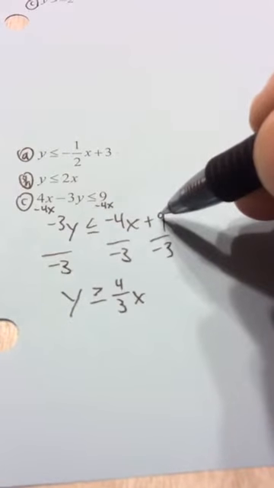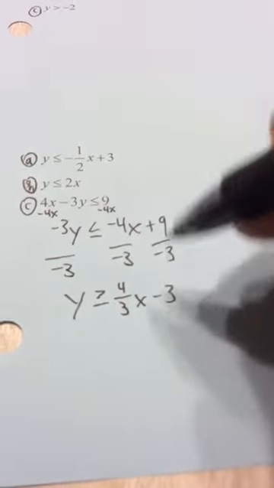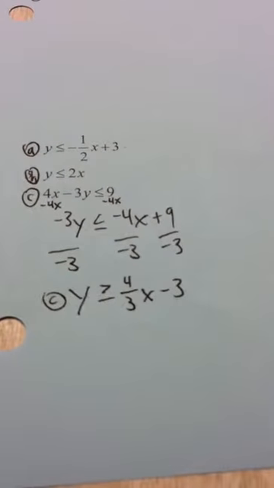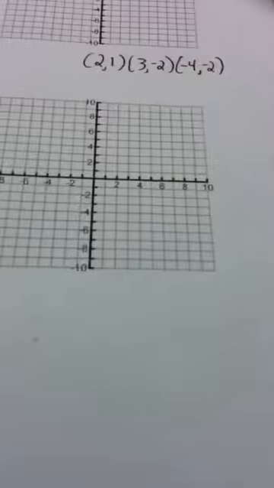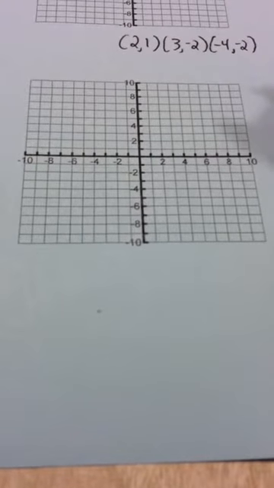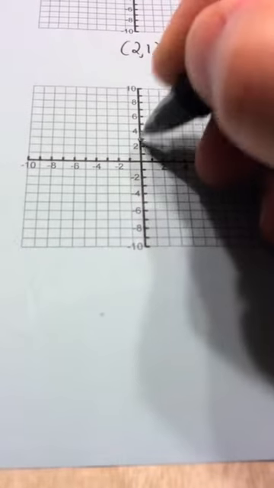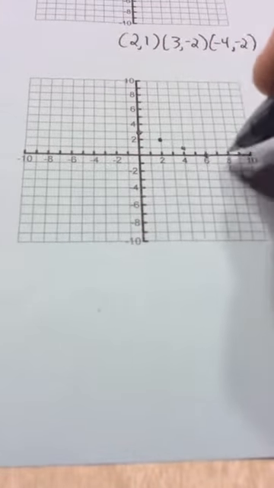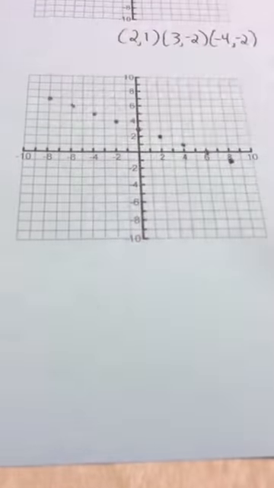Negative divided by negative is positive. And 9 divided by negative 3 is negative 3. So this is my new C inequality. So I'm going to go ahead and graph those right now. Okay, first one is negative 1/2 x plus 3. So down 1 over 2. Keep going down 1 over 2. And I can go up 1 to the left 2, like so.